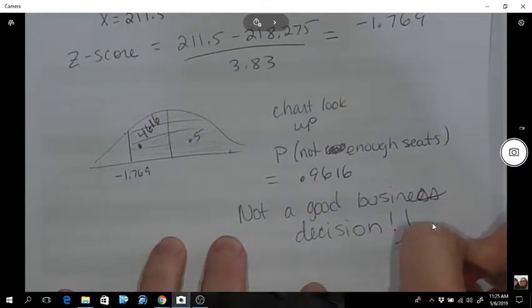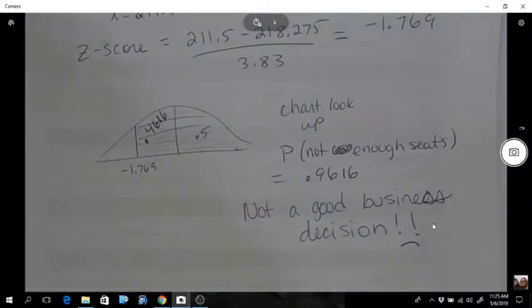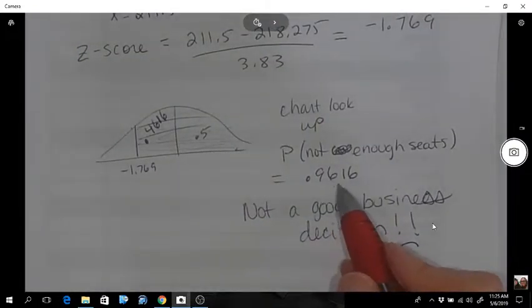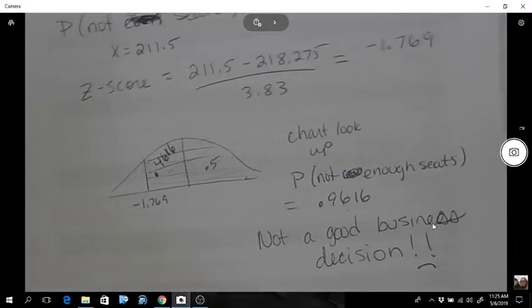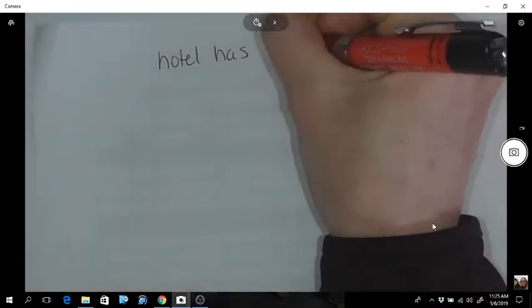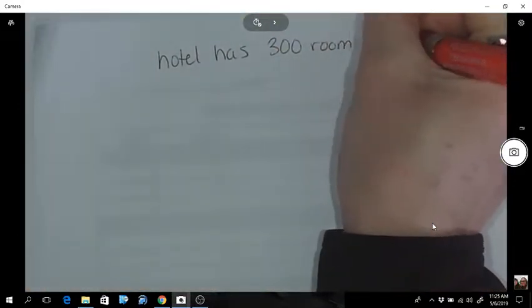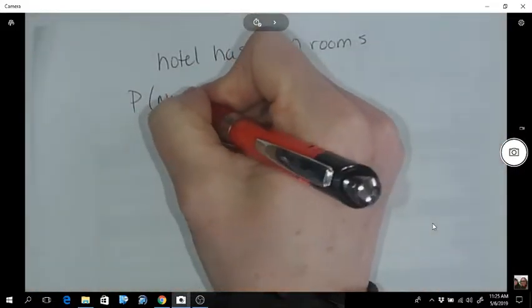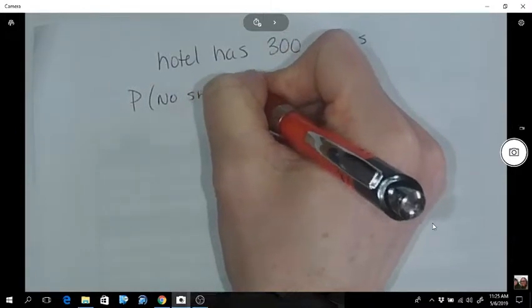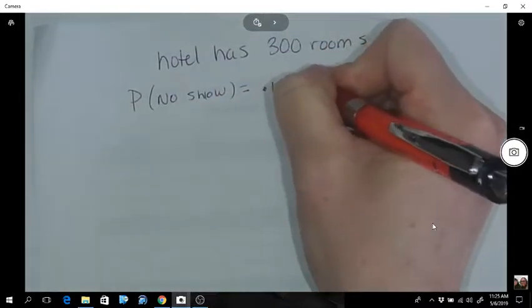That is a bad decision there, because that's a high probability that you're not going to have enough seats. Okay, let's check out a hotel one then. So a hotel has 300 rooms in it. Okay, the probability that you have a no-show is 0.15.